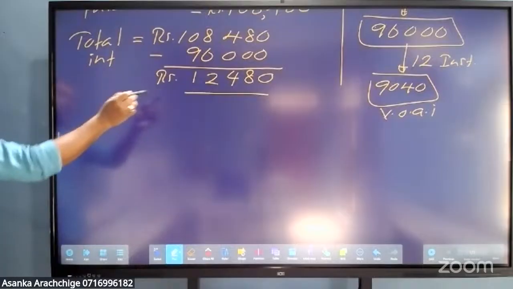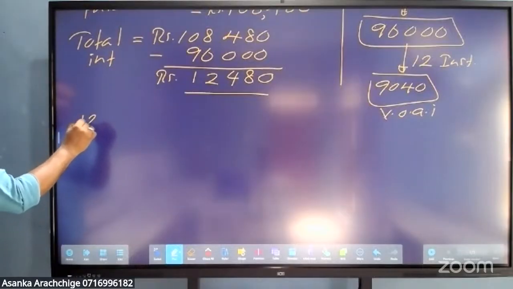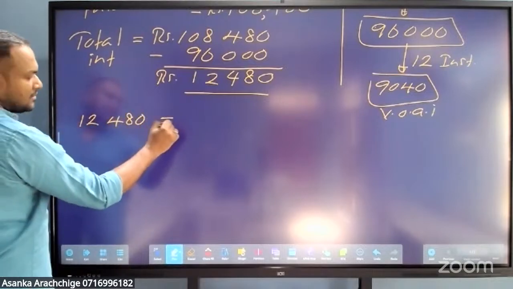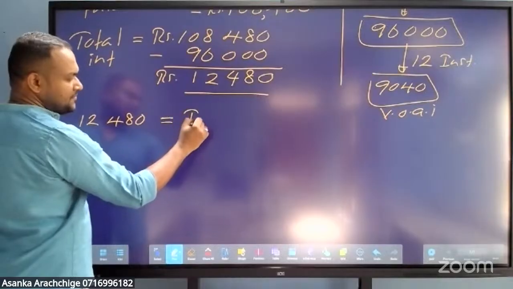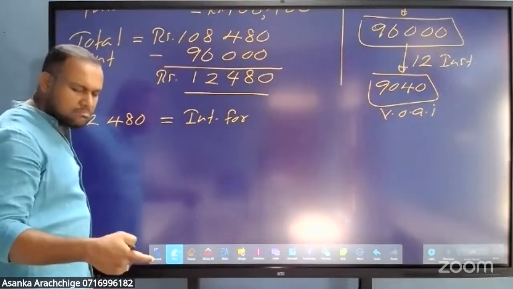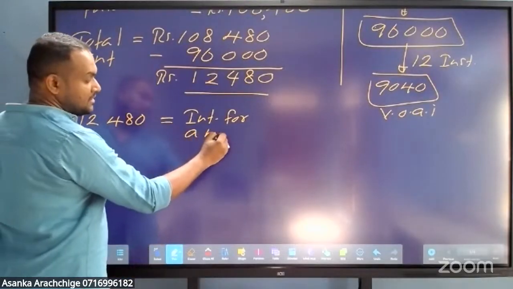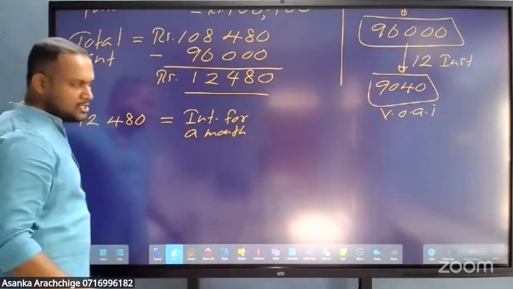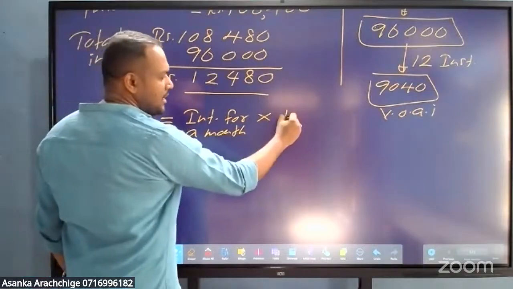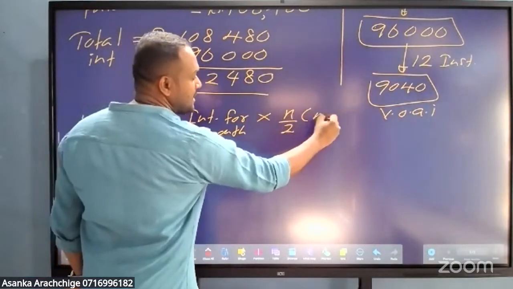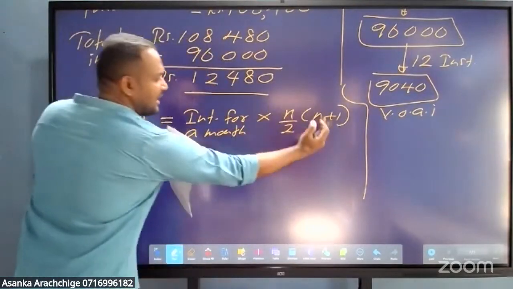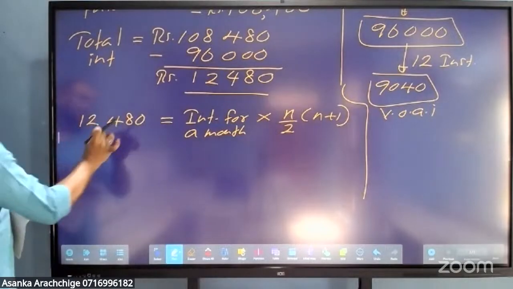Look, total interest is without unit 12,480 rupees, right? Interest for a month, or interest for a month unit, times the number of month units n upon 2 times n plus 1. Now, I write this part on the left and take this to the right hand side.